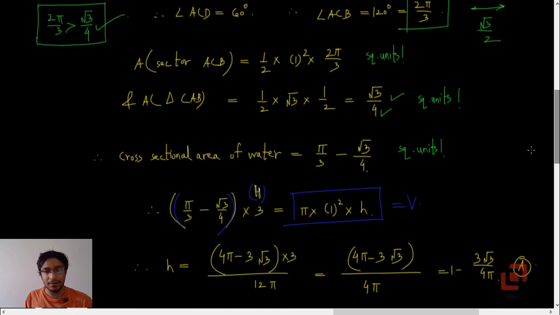Yes, and now this is a very simple problem. All you have to do is shift pi to the other side, you will get h. Okay, first cross multiply, so 4 pi minus 3 root 3 into 3 upon 12, okay, equal to pi into h, so h will be that thing divided by pi. Okay, now 3 will go, this will be 4, and then you can split the numerator. Okay, 4 pi upon 4 pi is 1, minus 3 root 3 upon 4 pi, option A.